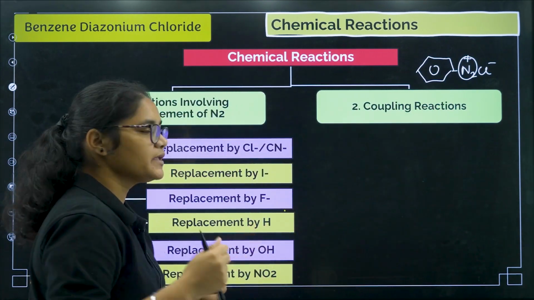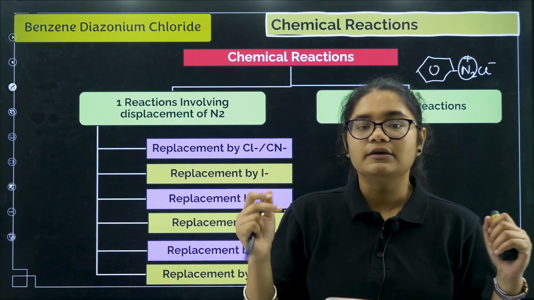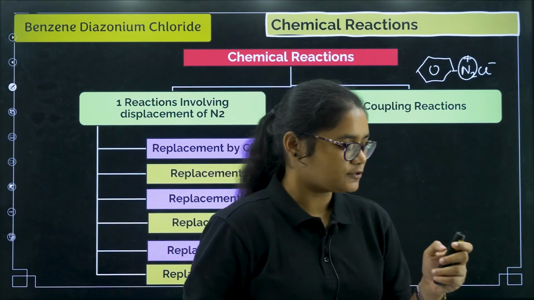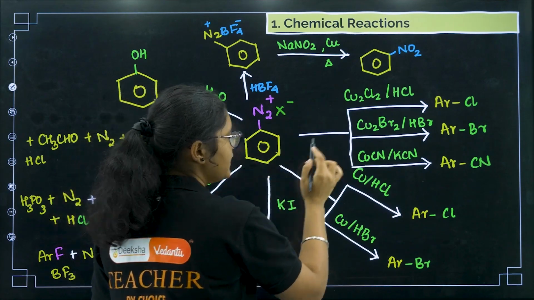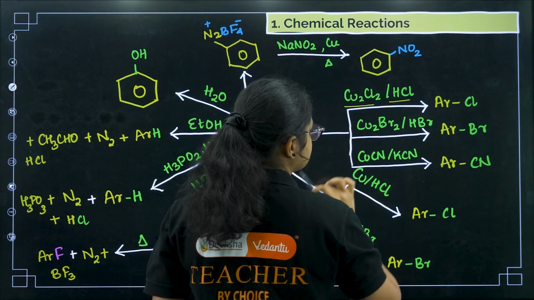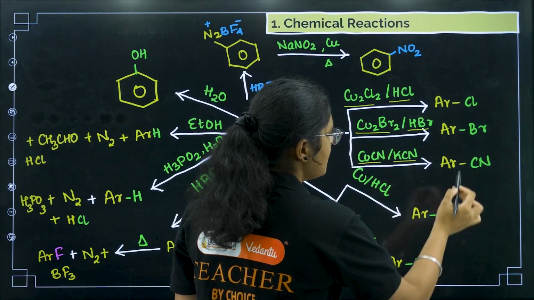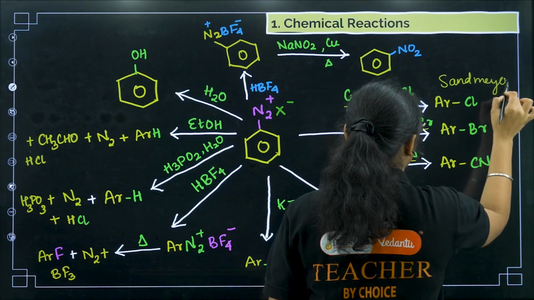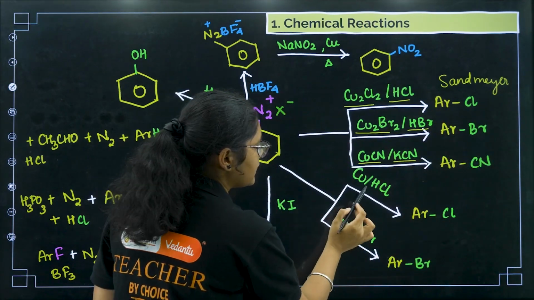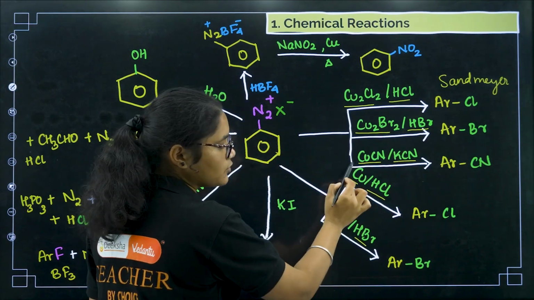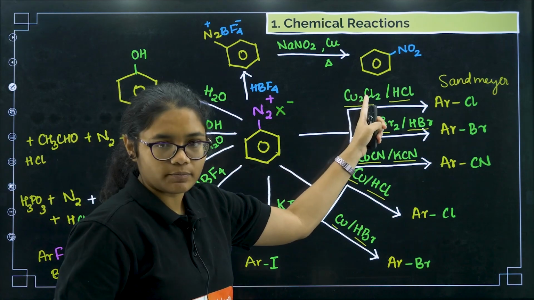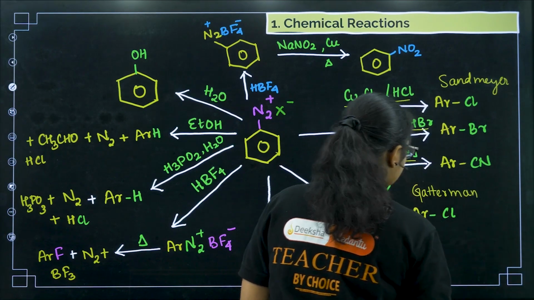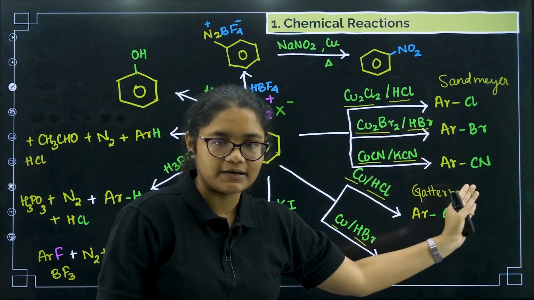So how many replacements do we have? Six, right? Cl, F, I, OH, H and NO2. Let us see the first one. This is your benzene diazonium chloride. If you treat it with CuCl or HCl, CuBr or HBr, CuCN and KCN, you get ArCl, ArBr and ArCN. These reactions are called the Sandmeyer reaction. If you want chlorine or bromine, there is another method where you take Cu with HCl, Cu with HBr. You do not take a salt of copper, you just take copper powder. If you are taking only copper powder, then we call it the Gattermann reaction. Clear? So for replacement by chlorine, bromine or CN-, we have two methods.